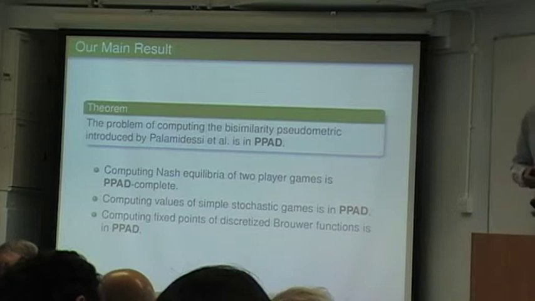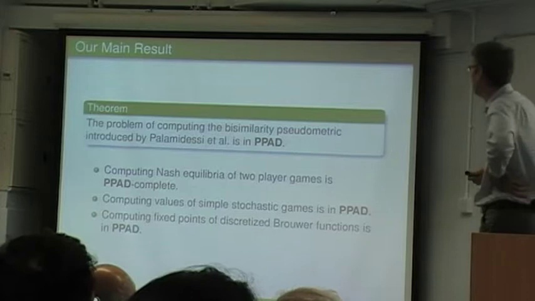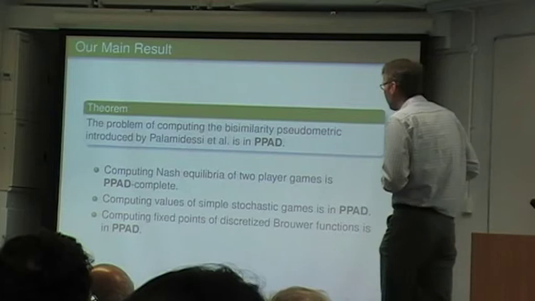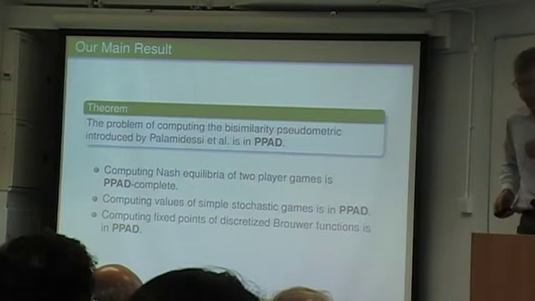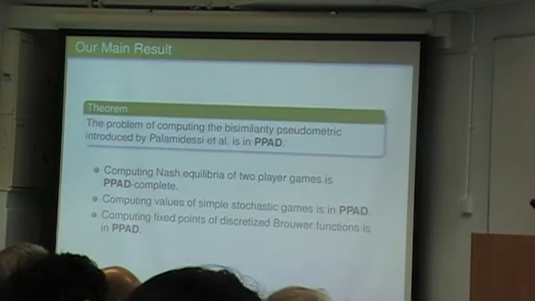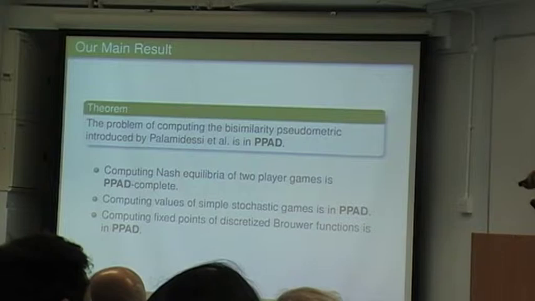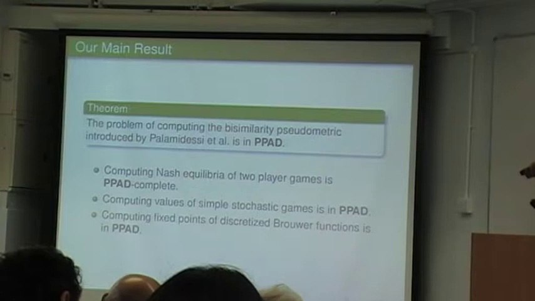So first of all, computing Nash equilibria of two-player games is complete for this class. Computing the value of simple stochastic games, a problem that people have been looking at for quite some time, is in this class as well. And for example, computing fixed points of these Brouwer functions is in the complexity class as well. So what I want to do, in the remainder of the talk, so in the next 10 minutes or so, is at least give you a part of the ingredients of how we actually improved this result, which in itself I think is a neat result as well.